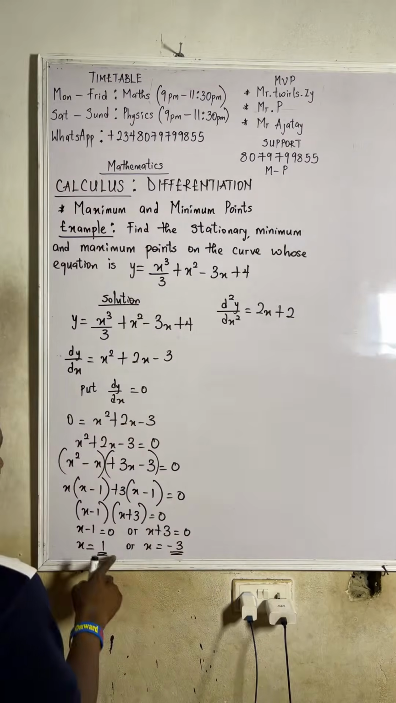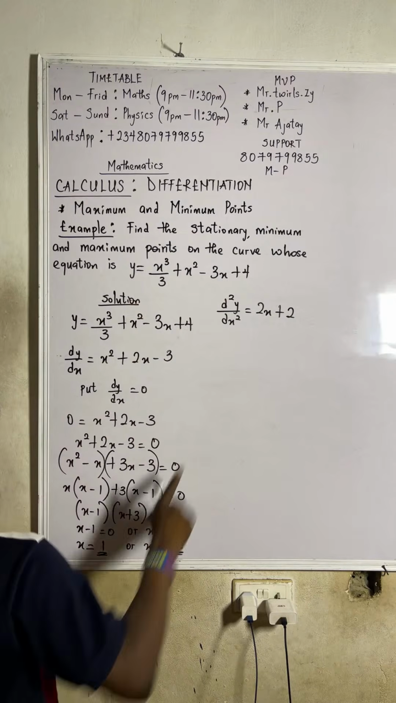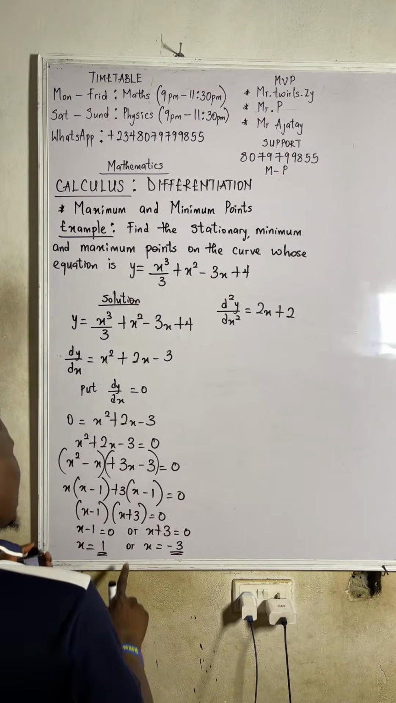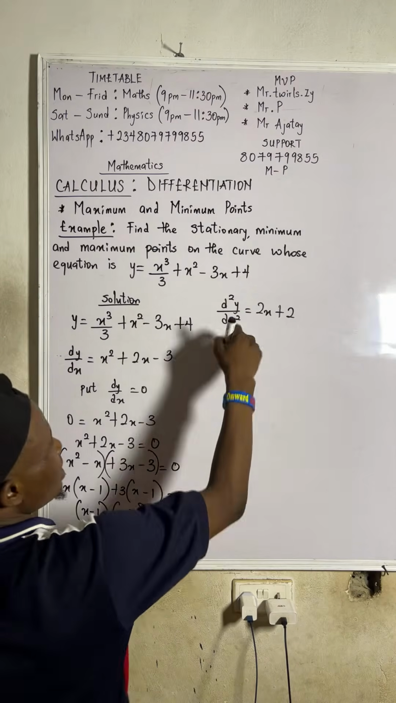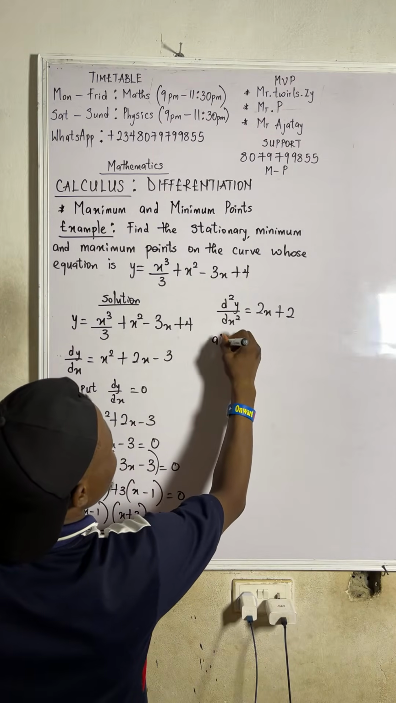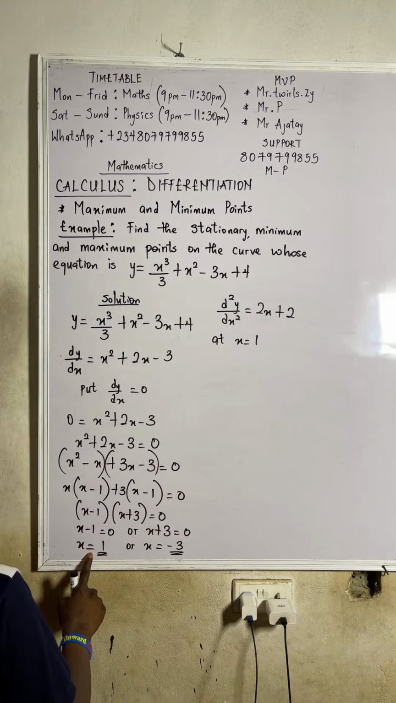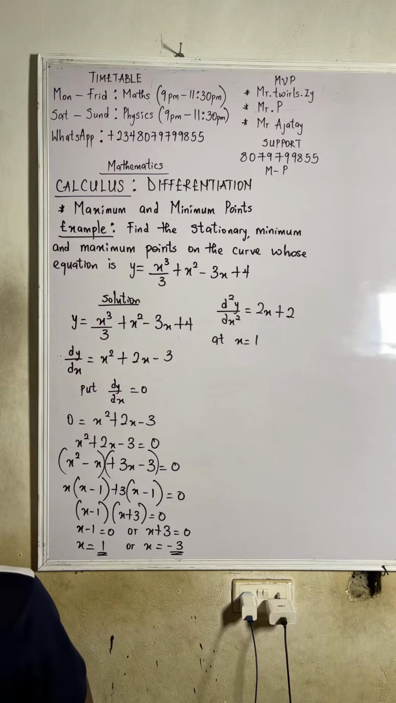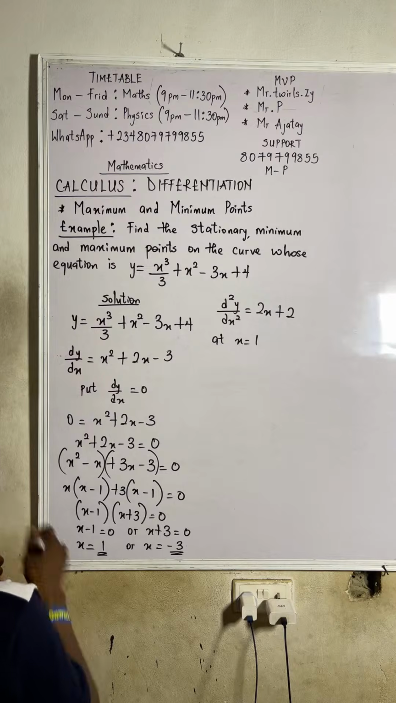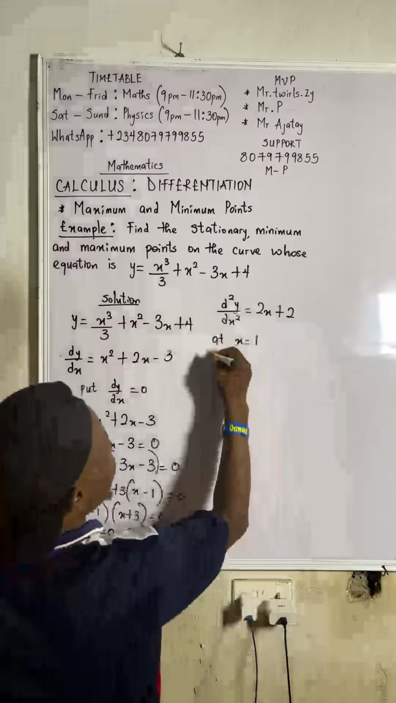So now, after you differentiate the second time, step 4 says substitute the value of x inside this. That is step 4. You now say at x equals 1. Let's try for 1 first. Are you seeing it now? I'll put at x equals 1. So at x equals 1, let's put it inside here.